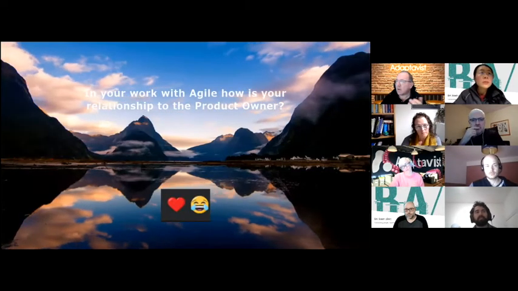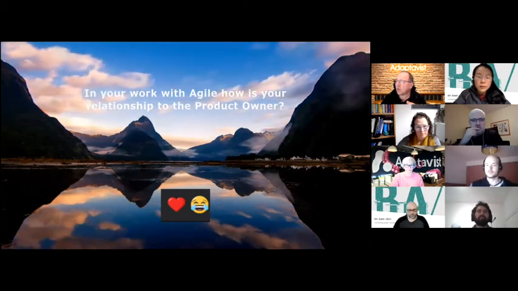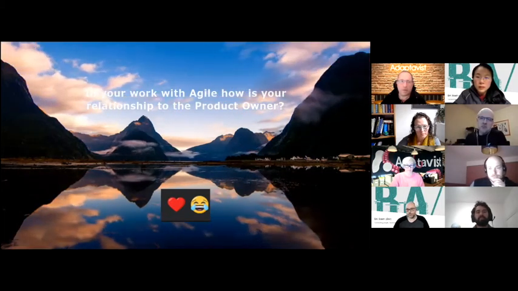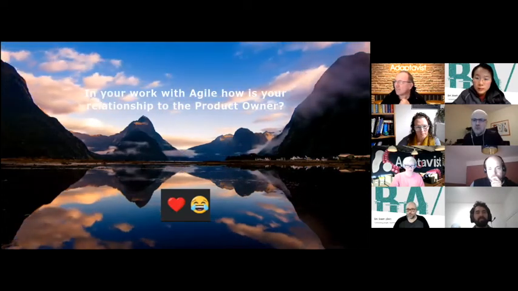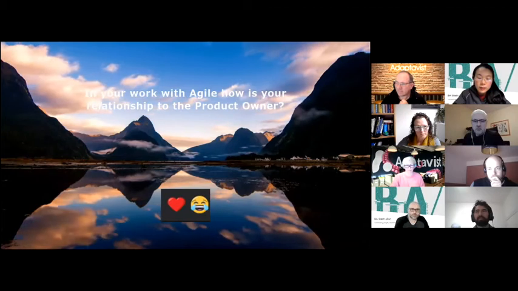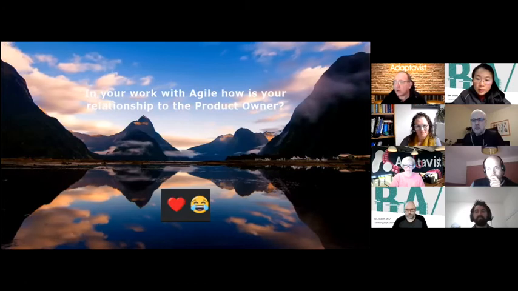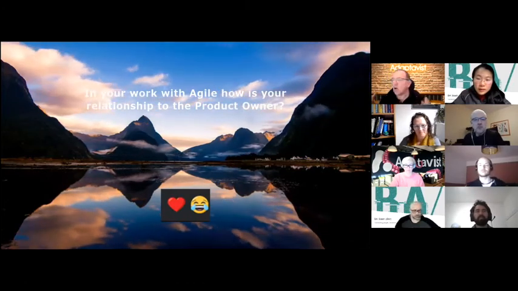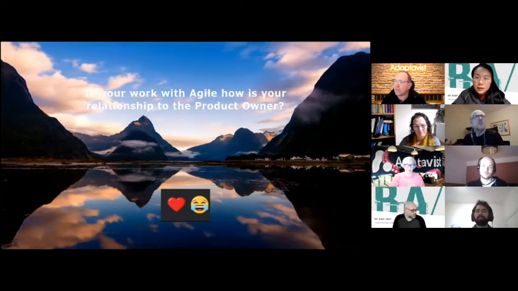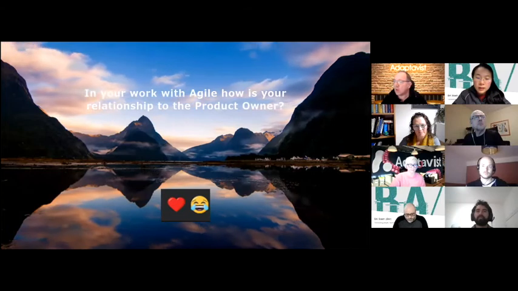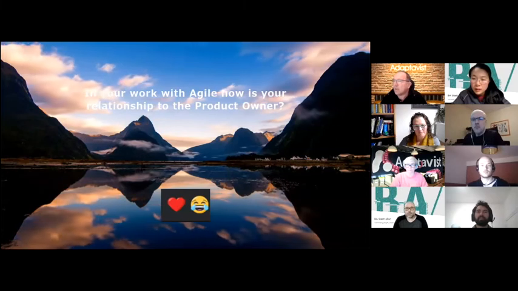So let's ask the question for those who are working in Agile. How is your relationship with the product owner? Heart for those people who feel that they're working really closely together. Tears for anybody who feels it could be better. And a few reactions there, several hearts and a couple of tears. And you know what? Again, organizations are not yet mature in the way they've built that relationship with their product owner. How do they work together? How have they mastered the differences between the business analyst and the product owner? Where does the boundary sit?